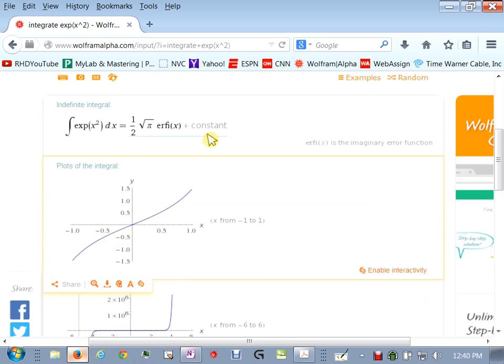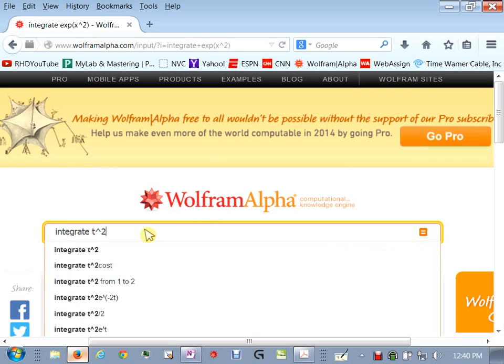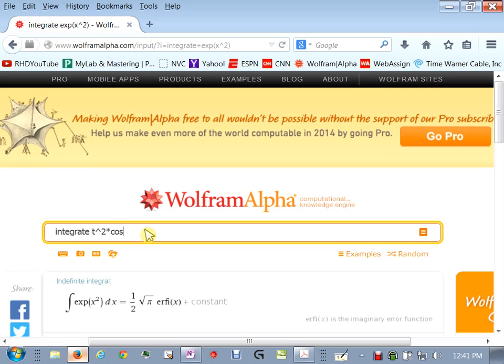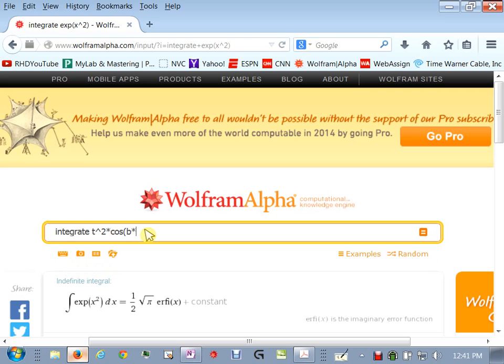I'll put that back up in a second. I'm going to see what Wolfram Alpha does with that. The original problem was t squared times cosine of b times t. And that was it, right? Let's see what it does.